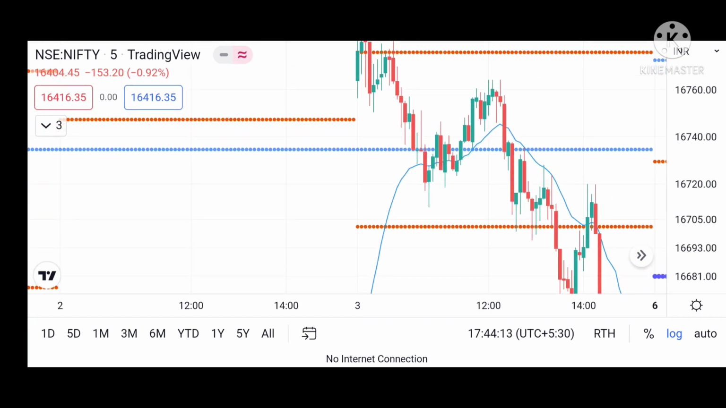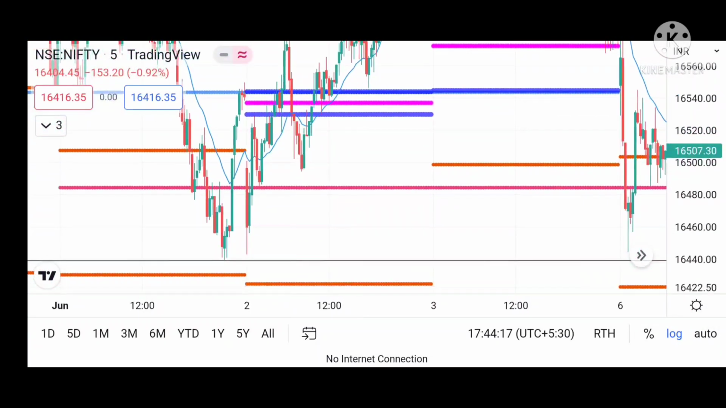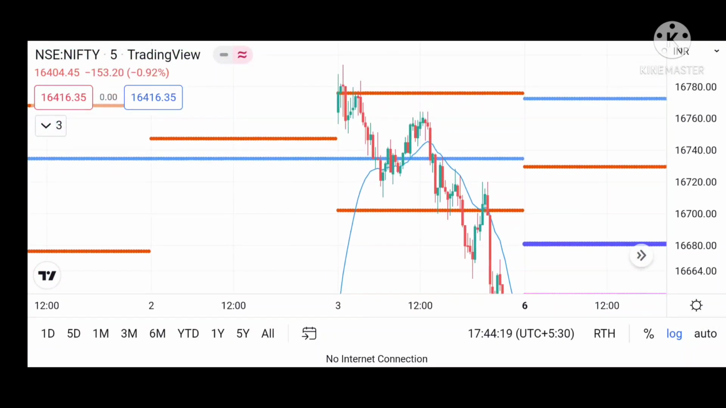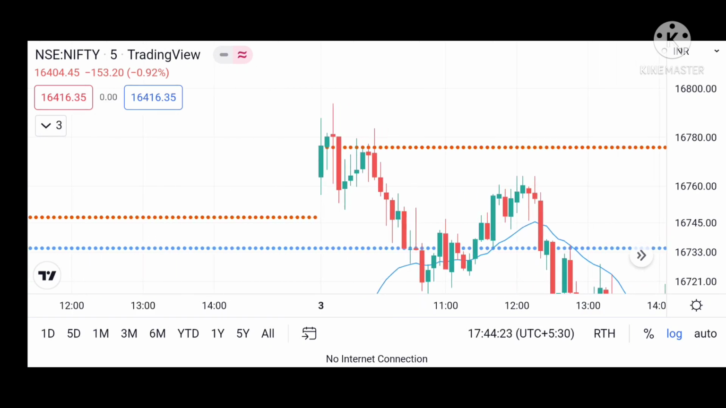And actually I had marked the important levels, which are the day's high here and the day's low here, and the market opens here. Just tell me, how should I trade? Where should I put my important levels? I don't have any important levels and all that stuff.